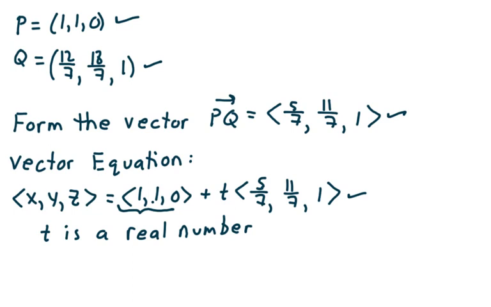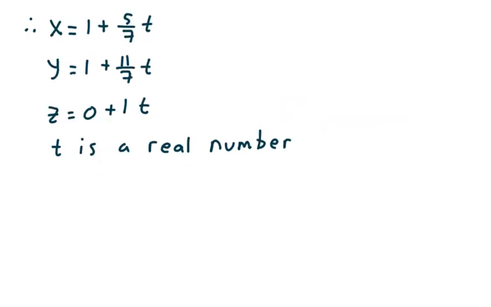Now, from here, it's much easier to transition into the parametric equations. So if you notice, my parametric equations are x equals 1 plus 5 sevenths t, y equals 1 plus 11 sevenths t, and z equals 0 plus 1t. Now, a question that might come up is, could I write z equals t? Of course, the answer is yes. And then t is a real number. Okay, these are my parametric equations. And that's how we do example 9.